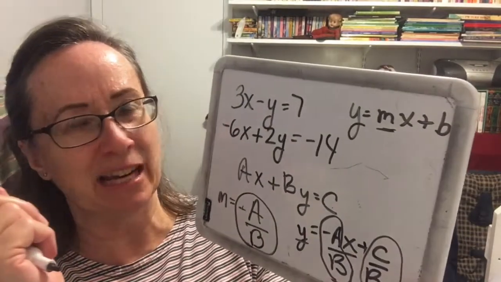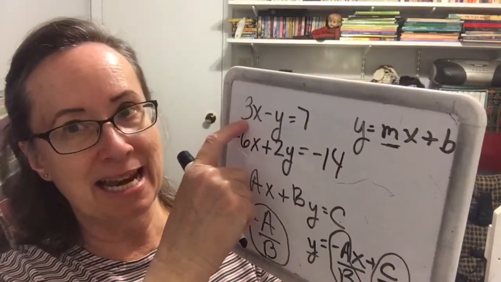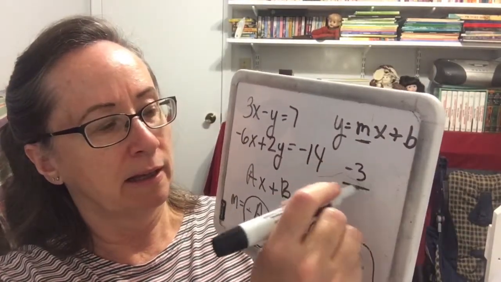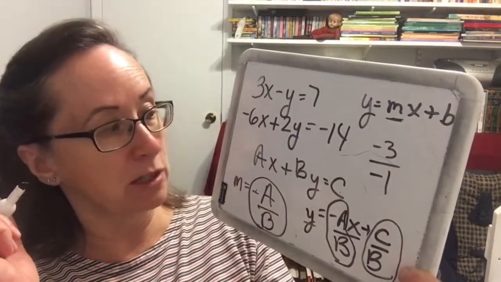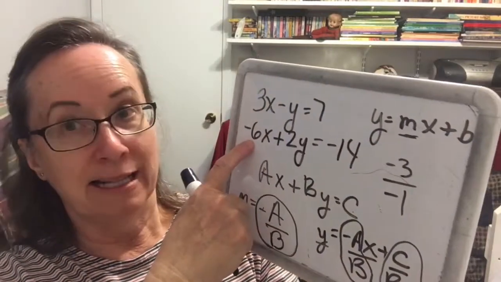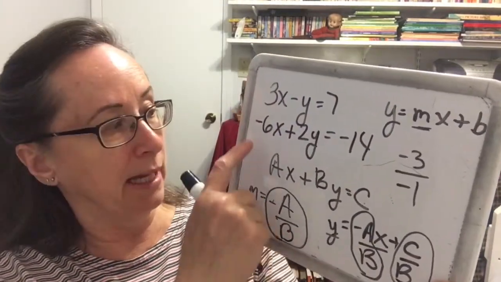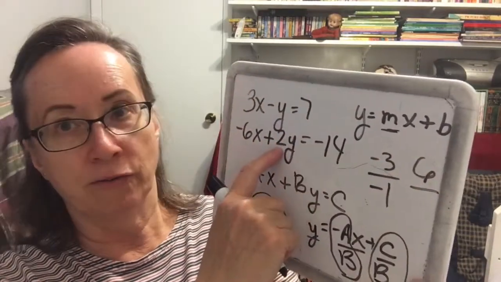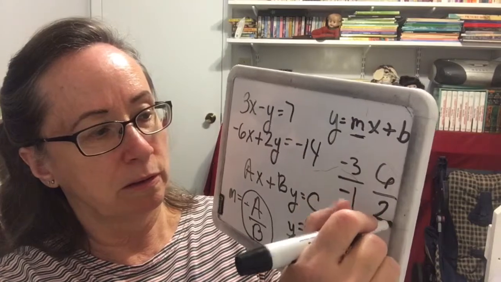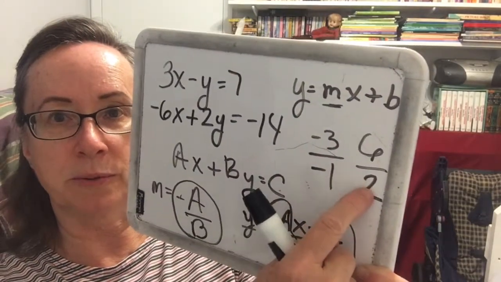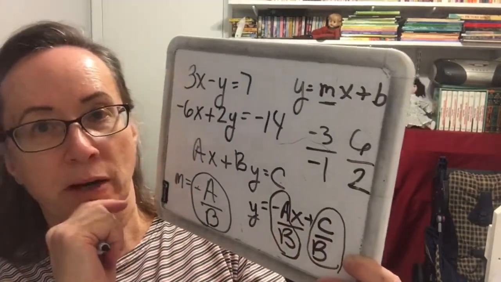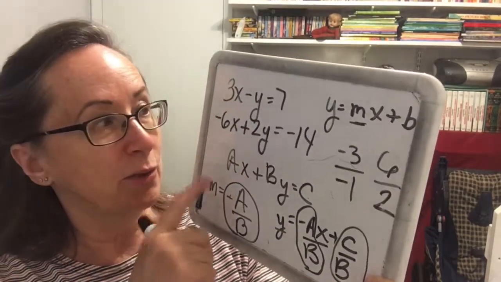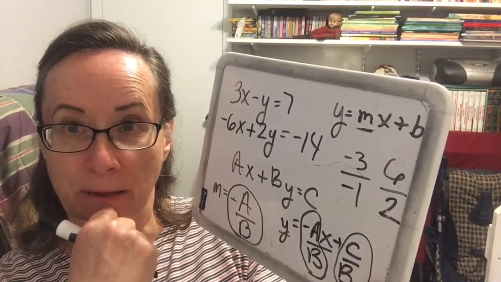We say, okay, it's in standard form, so negative 3 over negative 1 is the slope of the first line. And since it's negative a over b, for the second line it's going to be positive 6 over 2. And look at those two slopes. If I simplify them, aren't they both going to be equal to 3? So these two lines have the same slope.